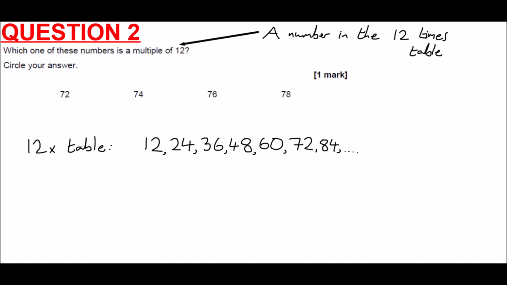So let's check which number in this list is one of the possible options we can circle. 72 is the one in the 12 times table, which is here, and so therefore we need to be circling 72 as our answer. So that's question 2 done.